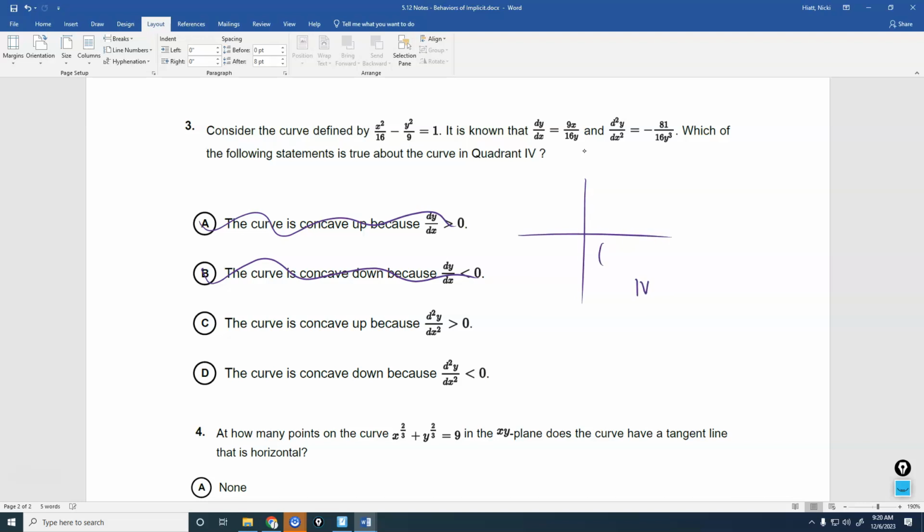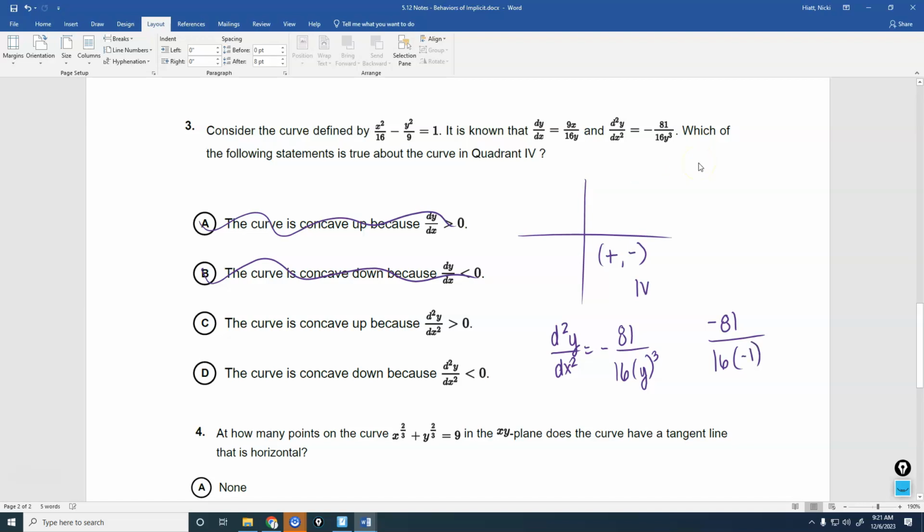What do we know about the signs in the fourth quadrant? They're not both of them negative. Positive, negative. Okay, so d squared y over dx squared, second derivative, is negative 81 over 16 times y to the third. Now, I don't know what the y is, but if I'm in the fourth quadrant, what do I know about the y? It is negative. So if I think about this, I'm going to have negative 81 over 16 times a negative number. You can use a number here if you want.